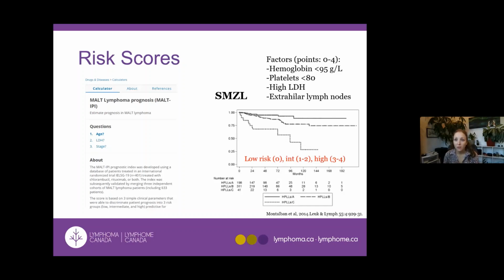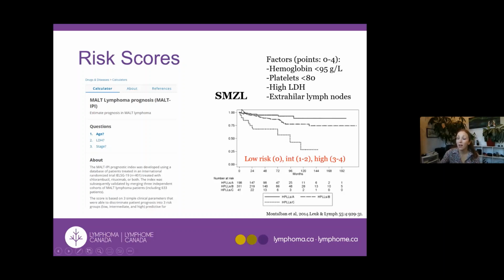For splenic marginal zone lymphoma, which is in the right panel, there's a score called the HPLL, looking at hemoglobin, platelets, their LDH, and whether they have extrahilar lymph nodes. And again, that helps us to put that into a risk calculator, and we can figure out if they're considered low, intermediate, or high risk.